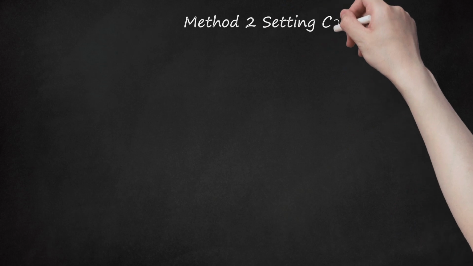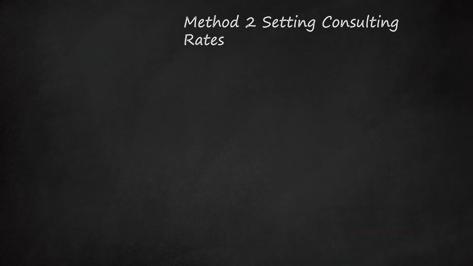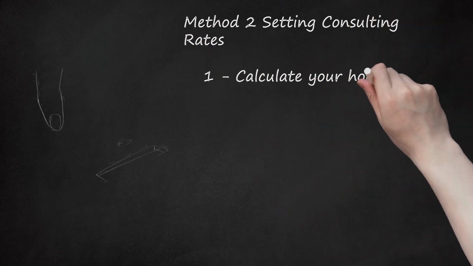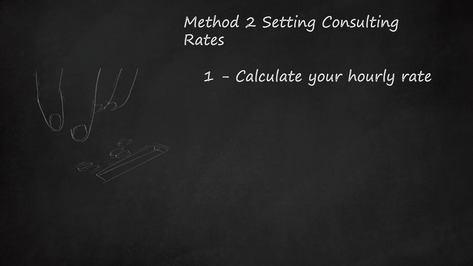Method 2: Setting consulting rates. 1. Calculate your hourly rate. Once this is settled, you will be able to calculate projects and retainers from this figure. Find your pay information from your most recent salaried jobs. Determine what your hourly wage was by dividing your weekly payment by the number of hours you worked in that time. Figure out your new consulting hourly rate by tripling this number.